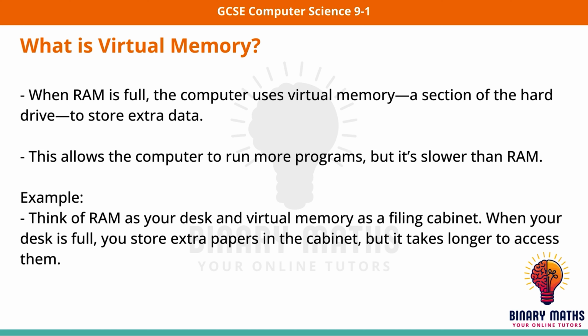Sometimes the computer runs out of RAM, especially if you're running lots of programs at once. When this happens, the computer uses something called virtual memory. Virtual memory is a section of the hard drive that acts like extra RAM. The downside is that virtual memory is much slower than RAM because hard drives are slower than memory. Think of RAM as your desk, where you keep the papers you're working on. When your desk gets full, you store some extra papers in a filing cabinet, such as your virtual memory. It takes longer to access those papers, but at least you have more space to work.